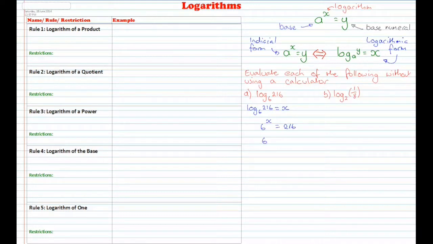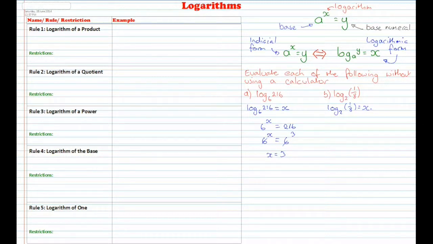Well, it's going to be 6 to the power of x is equal to 6 to the power of 3. So therefore I can rewrite that as x is equal to 3, because I can get rid of these bases here. Now for this one here, where I've got log 2 to the 1/8, I'm going to rewrite that as log base 2 of 1/8 is equal to x.